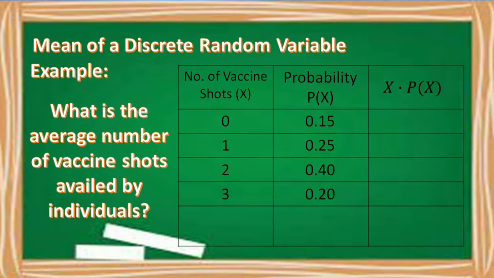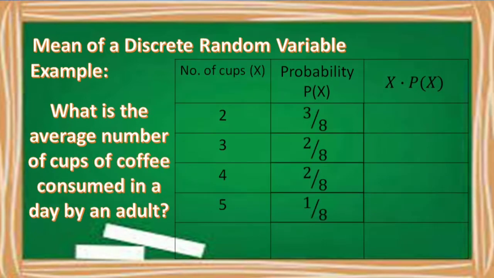So 0 times 0.15 is 0. 1 times 0.25 is 0.25. 2 times 0.40 is 0.80. 3 times 0.20 is 0.60. Then just add all the products. 0 plus 0.25 plus 0.80 plus 0.60 is 1.65. Therefore, our mean is 1.65.